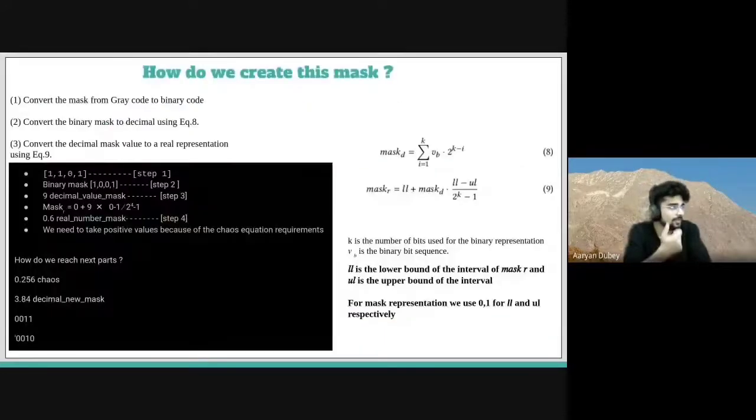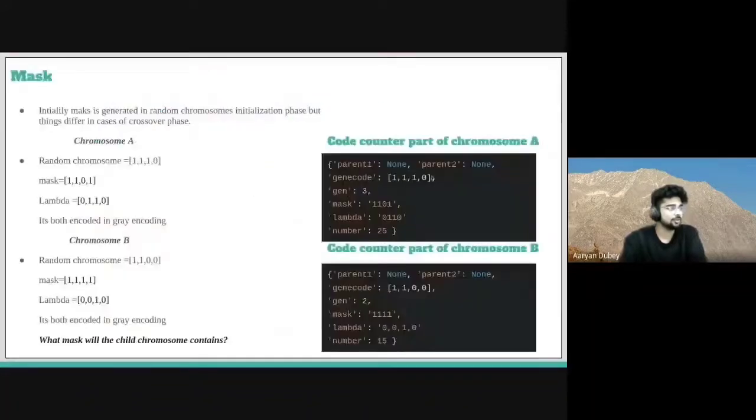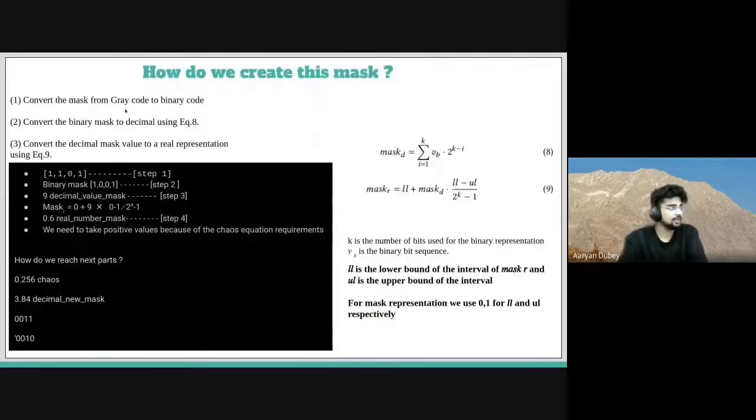Let's see it here. First, we need to use these steps that we have written here. First is to convert the mask from gray code to binary code. We already have our mask value from chromosome 1, that is 11001. We convert the mask value from gray code to binary code using step 1. We get the binary mask value, that is 1001. And we move to step 2, that is convert the binary mask to decimal using equation 8. We use equation 8 and convert it again. We get 9, that is the decimal value of the mask.